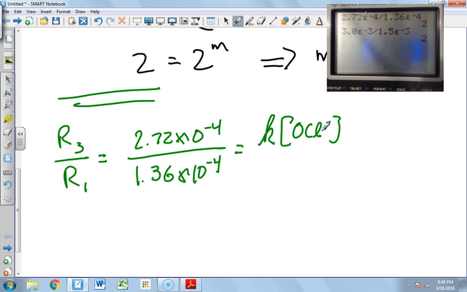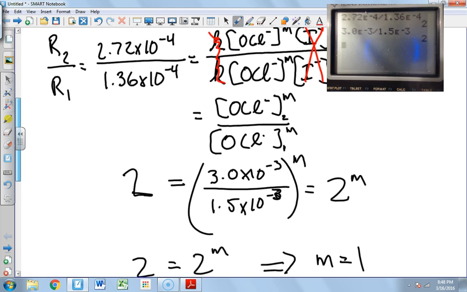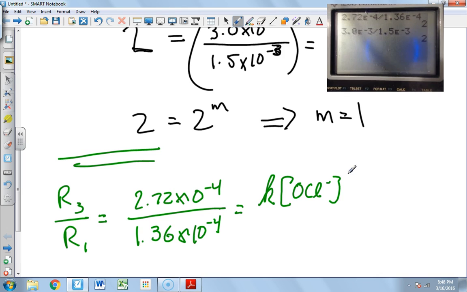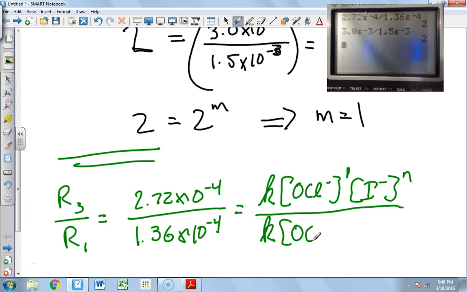raised to some power, let's see, m, or sorry, it's not even m. We know what power that's raised to. It's raised to the first, times the concentration of iodide ion raised to some power n. And then we do the same thing on the bottom. K times OCl minus raised to the power of 1 times I minus raised to the power of n.